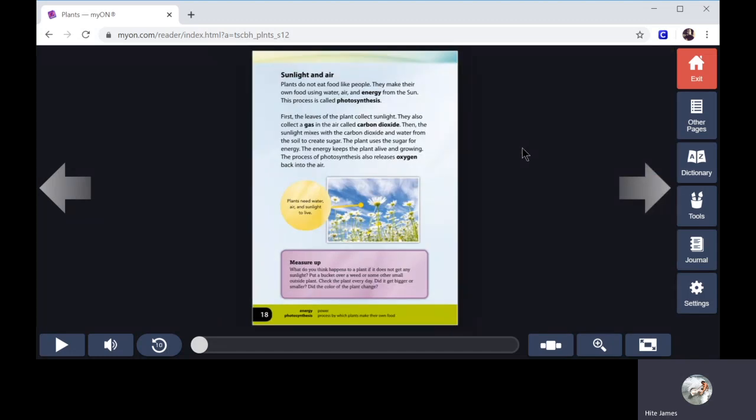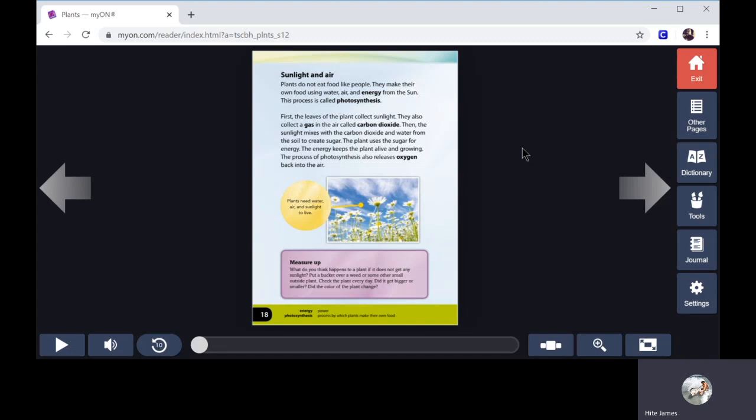Sunlight and air. Plants do not eat food like people. They make their own food using water, air, and energy from the sun. This process is called photosynthesis. First, the leaves of the plant collect sunlight. They also collect a gas in the air called carbon dioxide. Then the sunlight mixes with the carbon dioxide and water from the soil to create sugar.